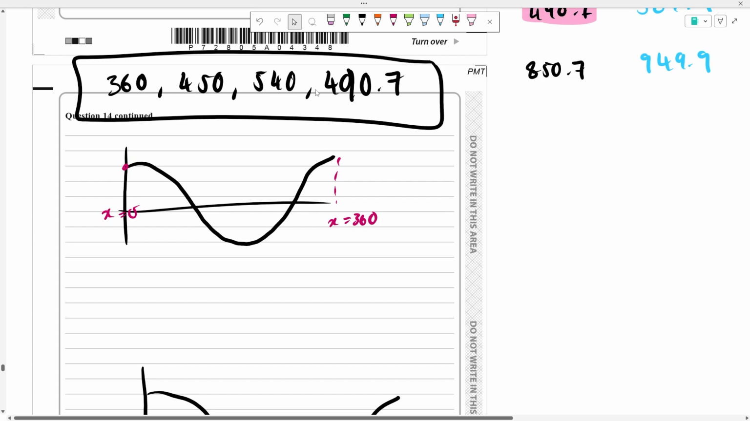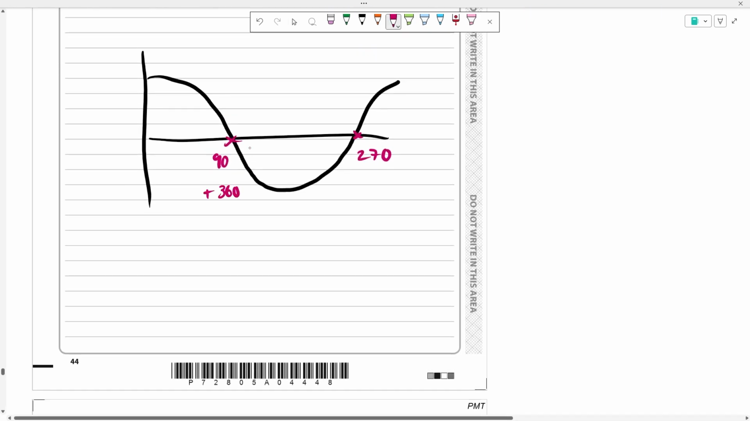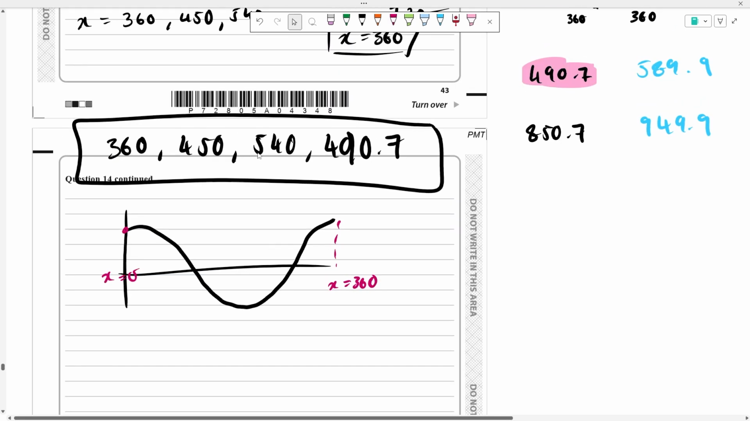So 90, 270, we're good, we don't really care. But let's check if we add 360 to both of these. This will give us 450, and this will give us 630. Let's check if we have any of these values, and we do. So we can't actually have 450. So we only have three answers: 360, 540, and 490.7.